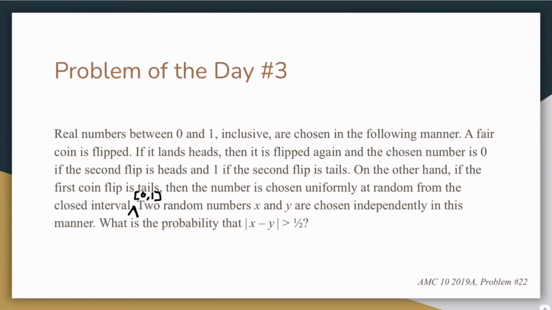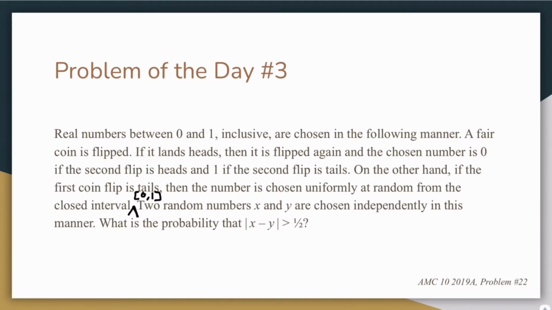The third problem was problem number 22 of the AMC 10A from 2019. Real numbers between 0 and 1 inclusive are chosen in the following manner. A fair coin is flipped. If it lands heads, then it is flipped again, and the chosen number is 0 if the second flip is heads, and 1 if the second flip is tails.